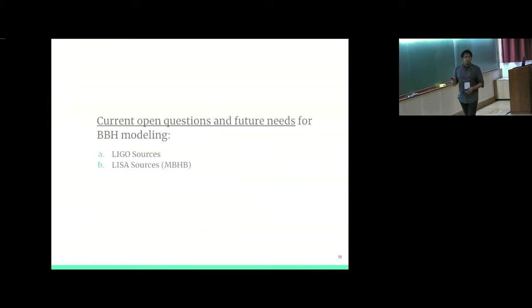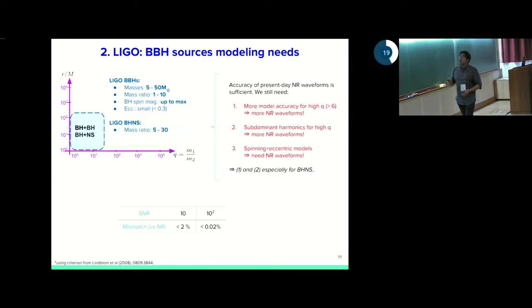However, in terms of open questions, they are again dictated by the kind of sources that we want to see. With LIGO, we want to see black holes with individual masses up to 50 solar masses and mass ratios up to 10. So for LIGO binary black holes, our waveform models can be approximately considered to be sufficiently accurate. But if we move on to another kind of source, the black hole neutron star binaries, which have mass ratios above 5, the matter effects are not as important, right? And their waveforms will be essentially the same as that of an equivalent binary black hole system.